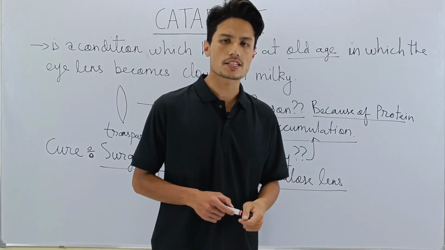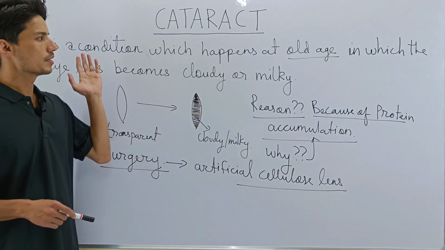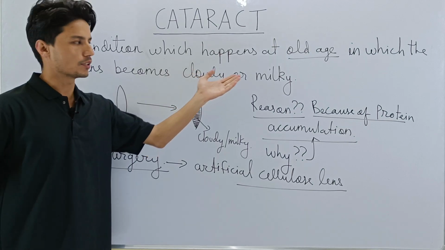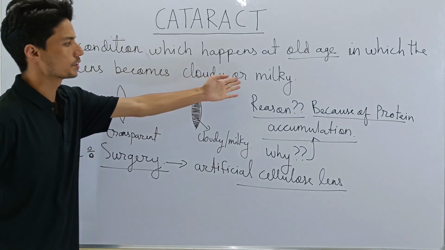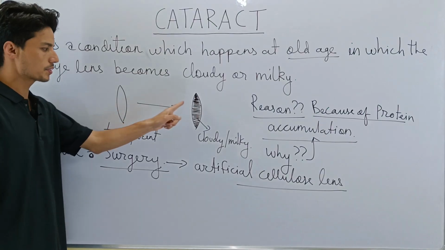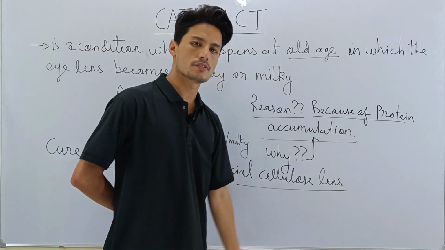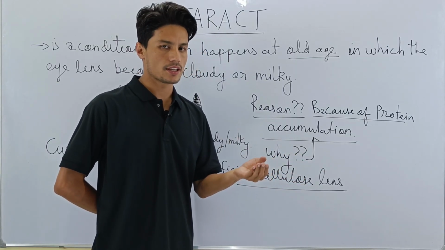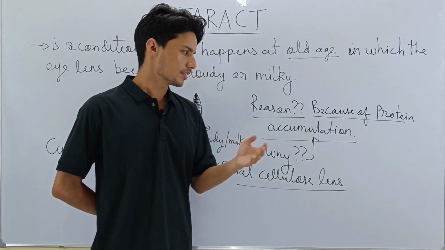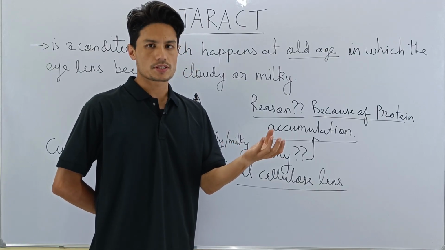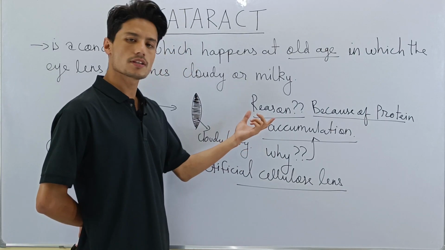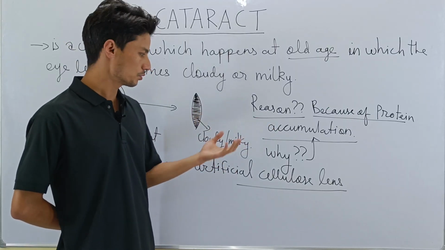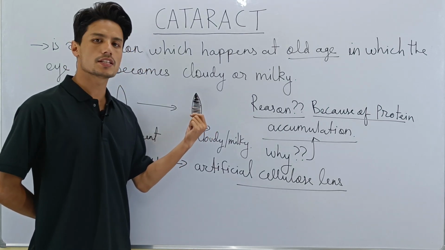So this is it. Two small topics were there, presbyopia and cataract. Cataract is a condition of the eye which happens at all ages, in which the transparent eye lens becomes cloudy or milky. The reason is protein accumulation. Why is protein accumulation taking place? It's because we become inactive as we grow old. So our activities decrease, and whatever protein is present in the body has to be distributed, and the lens cells also get some. So protein accumulation starts taking place even in the lens.